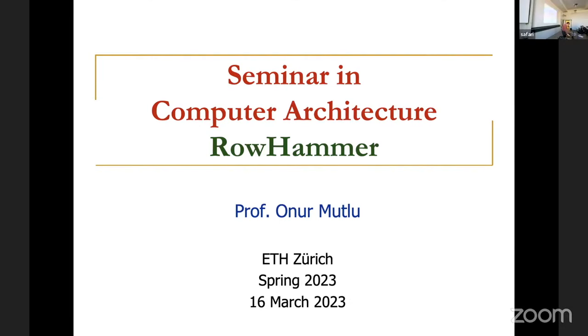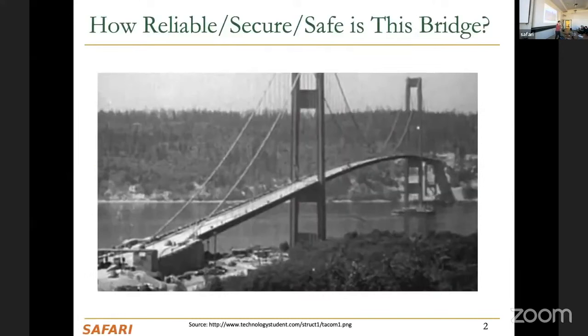Okay, so let's get started. I think this is a fascinating story that still goes on, as you will see with the Moisi Prime paper and the Rethinking RowHammer paper, actually. So basically, RowHammer is a reliability or robustness problem in general.